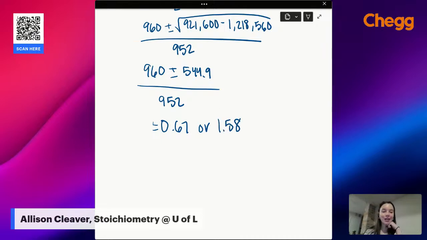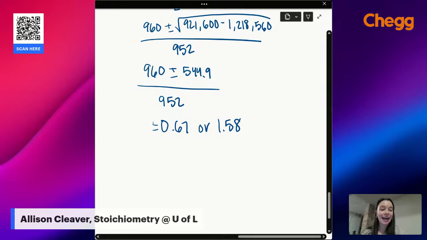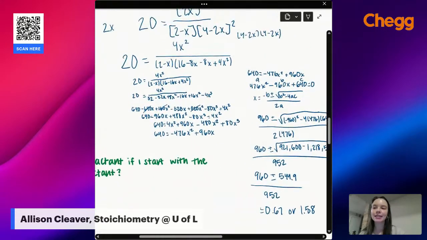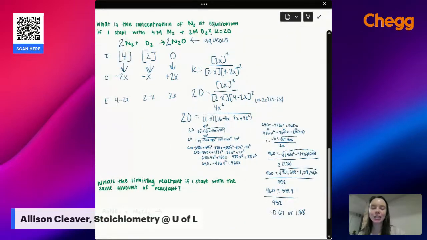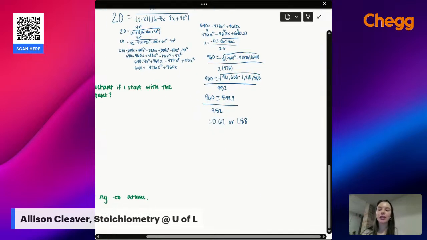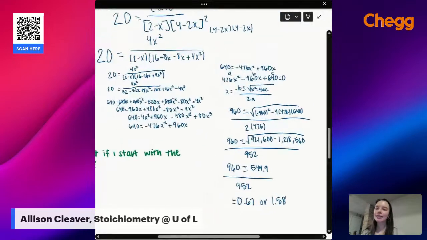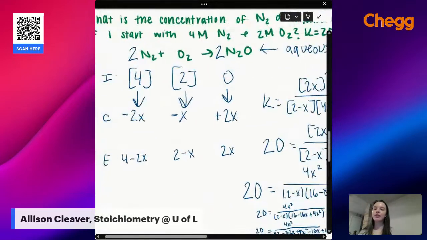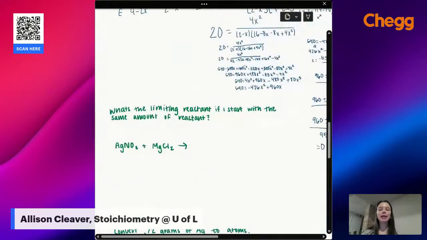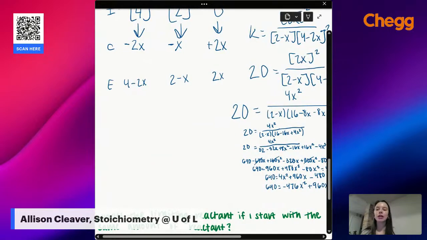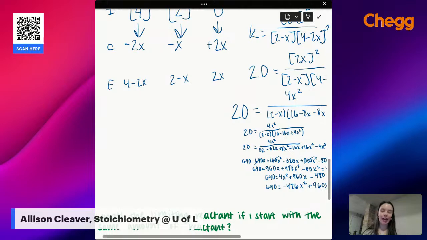I know I would also have some problems where I had to decide what would be more realistic. The way that we figure out what's more realistic is we go back to our ICE table and look at what we start with, and we want to pick the answer most similar to what we start with. So if we either got 0.67 or 1.58, we go back to our ICE table and we started with 4 and 2. What my teacher would want me to pick is the 1.58, since it's most similar to what we started with, so it's most likely that x is 1.58.